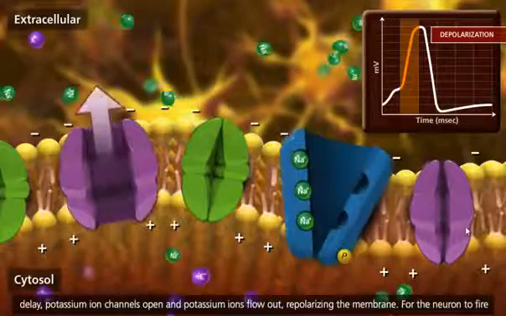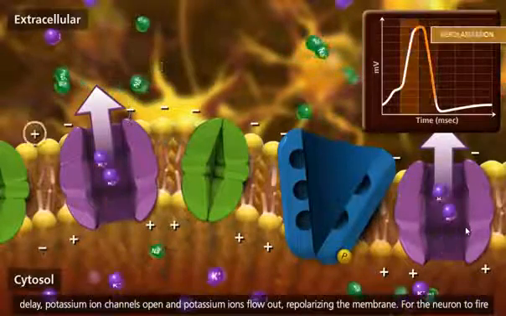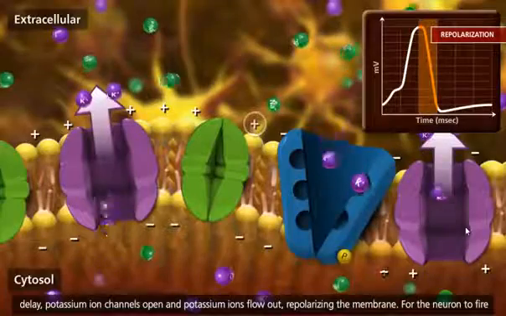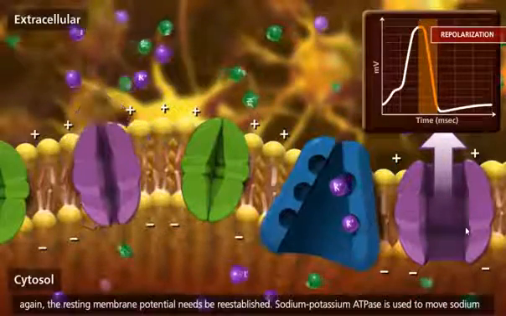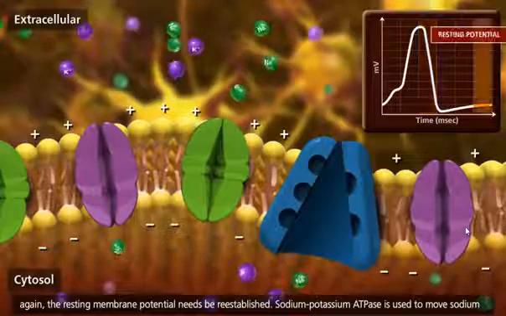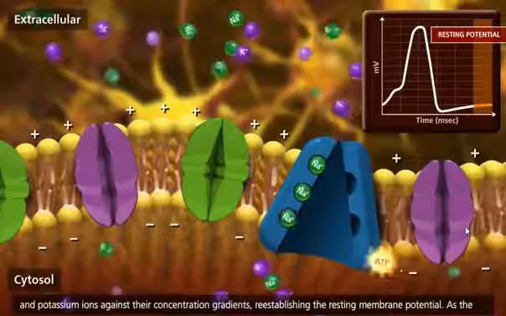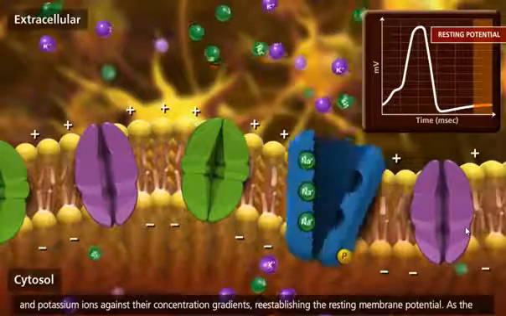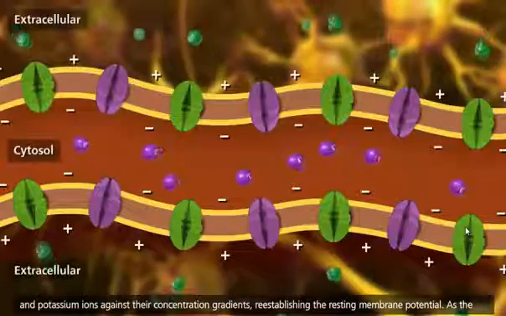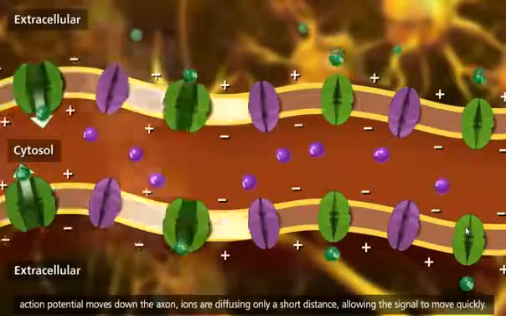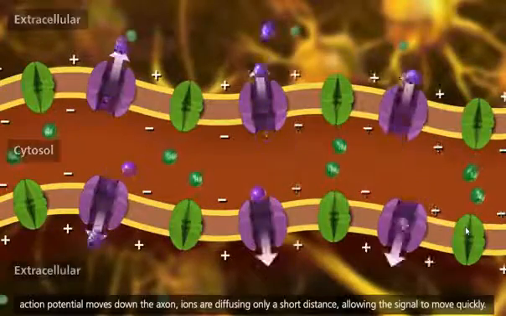After a short delay, potassium ion channels open and potassium ions flow out, repolarizing the membrane. For the neuron to fire again, the resting membrane potential needs to be re-established. Sodium-potassium ATPase is used to move sodium and potassium ions against their concentration gradients, re-establishing the resting membrane potential. As the action potential moves down the axon, ions are diffusing only a short distance, allowing the signal to move quickly.